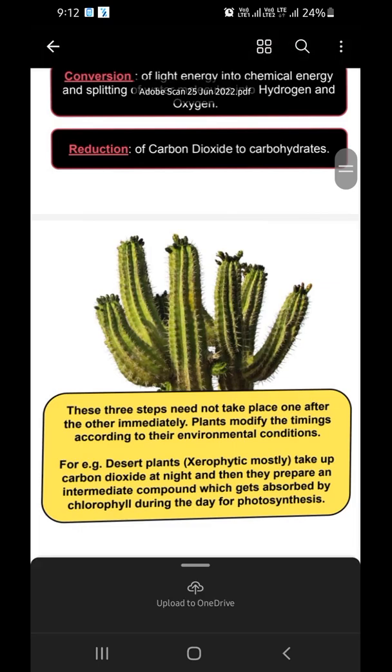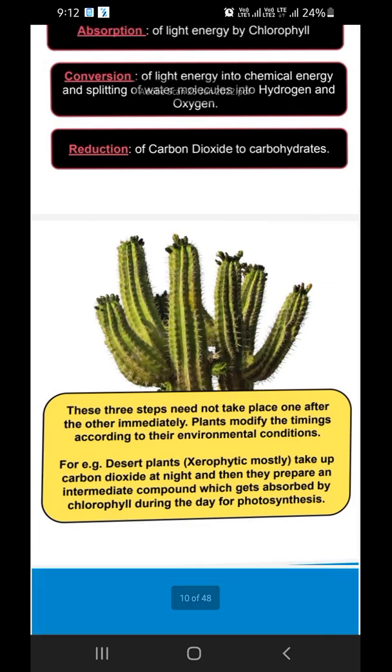Now, these 3 steps need not take place one after the other immediately. Plants modify the timings according to their environmental conditions. For example, desert plants are also known as xerophytic, and they take up carbon dioxide at night and prepare an intermediate compound which gets absorbed by chlorophyll during the day for photosynthesis.